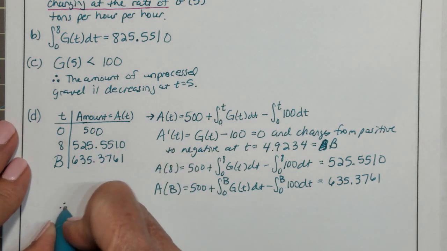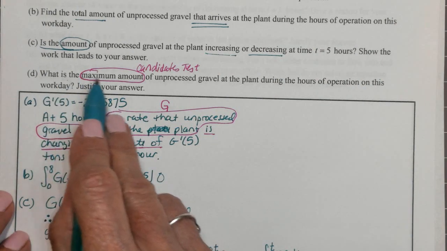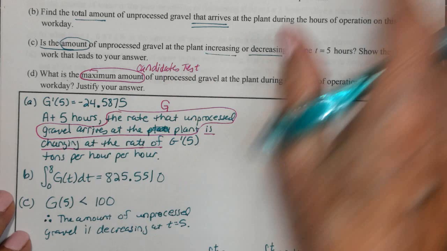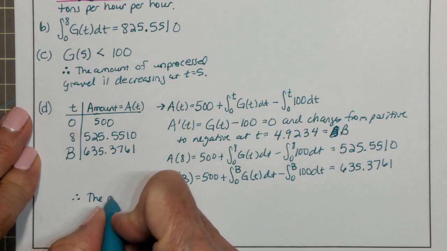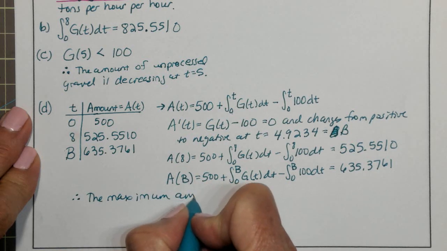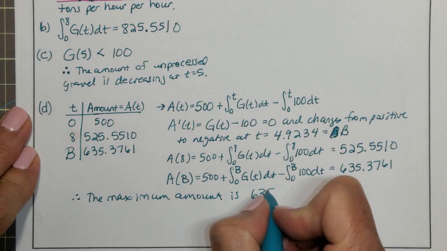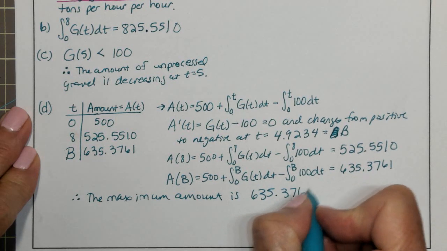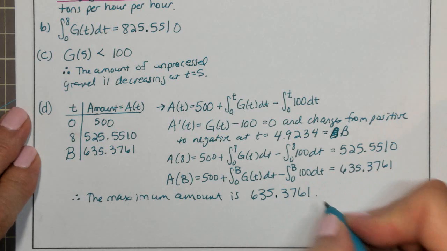Therefore, okay, what were we asked to find? What is the maximum amount? So I want the amount. Therefore, the maximum amount is 635.376. Okay.